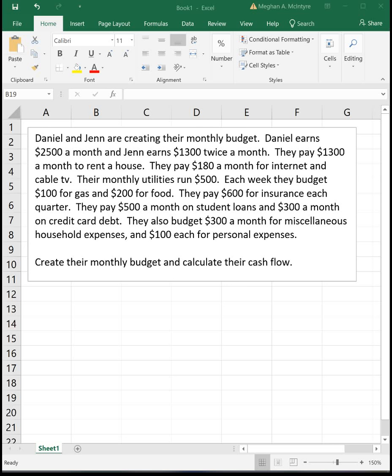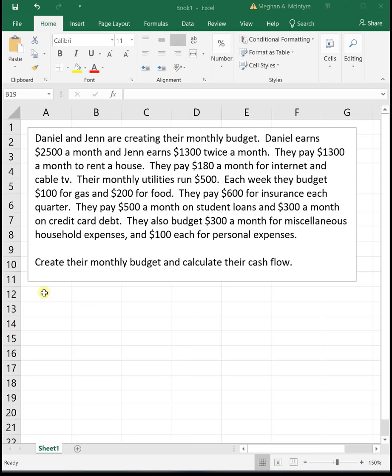It says Daniel and Jen are creating their monthly budget. Daniel earns $2,500 a month, and Jen earns $1,300 twice a month. They pay $1,300 a month to rent a house. They pay $180 a month for internet and cable TV. Their monthly utilities run $500. Each week they budget $100 for gas and $200 for food. They pay $600 for insurance each quarter. They pay $500 a month on student loans and $300 a month on credit card debt. They also budget $300 a month for miscellaneous household expenses and $100 each for personal expenses. So we want to create their monthly budget and calculate their cash flow.